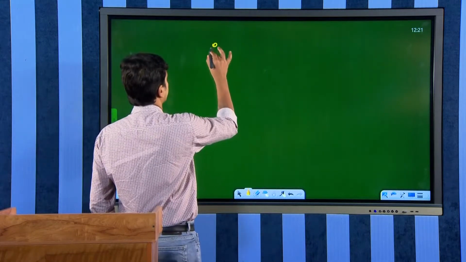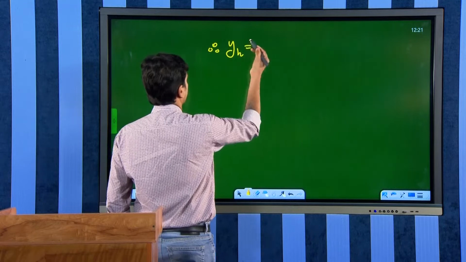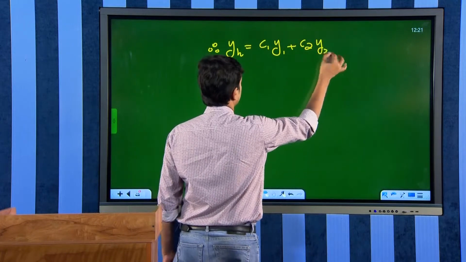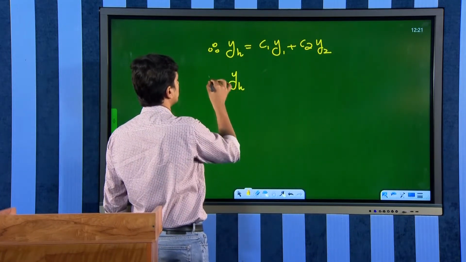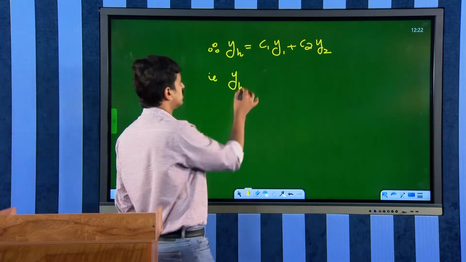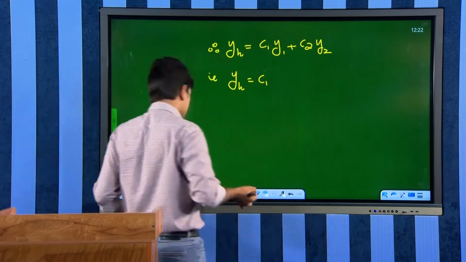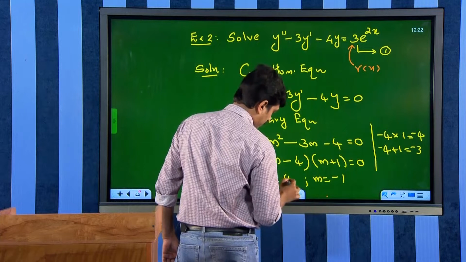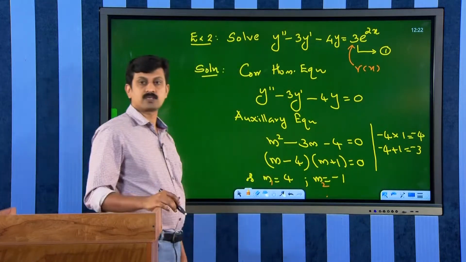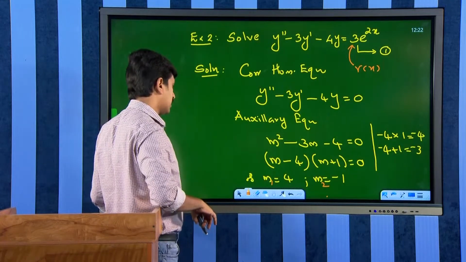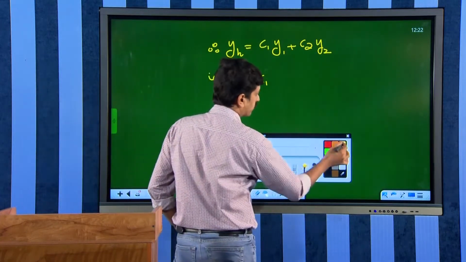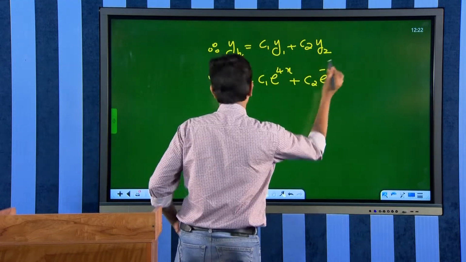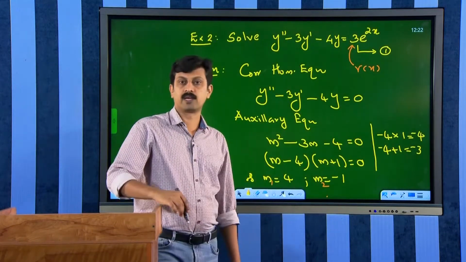Therefore, yh is equal to c1 y1 of x plus c2 y2 of x. Here c1 is the arbitrary constant and y1 is e raised to m1 of x. m1 is the first m and the second m we can consider as m2. Therefore, yh is equal to c1 e raised to 4x plus c2 e raised to minus x.